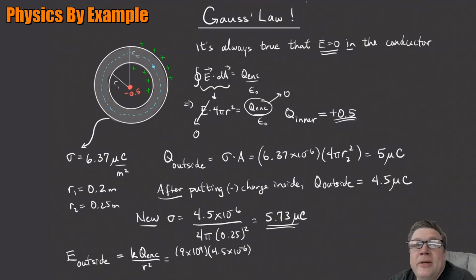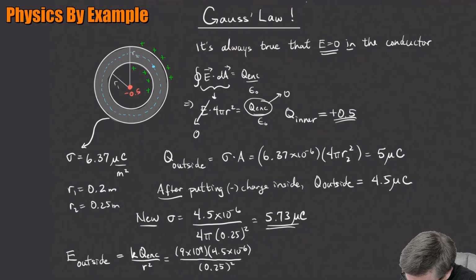That's the total amount of charge enclosed over R squared, 0.25 squared. Let's see, what did I get? When I put those numbers in, what did I get? 648,000 newtons per coulomb.